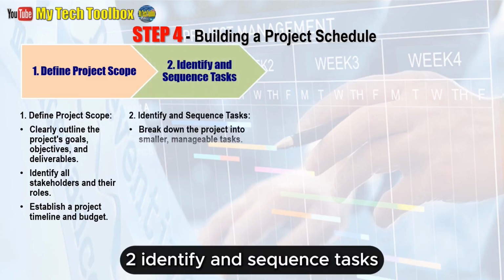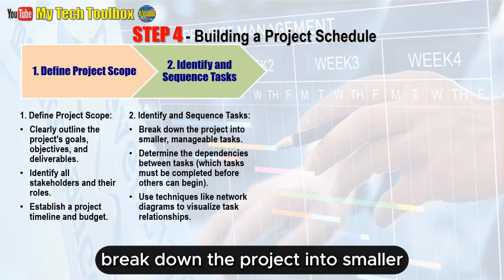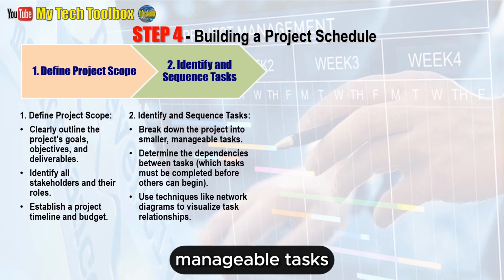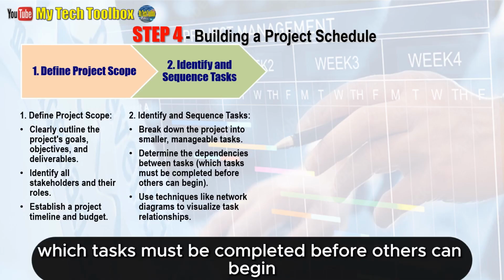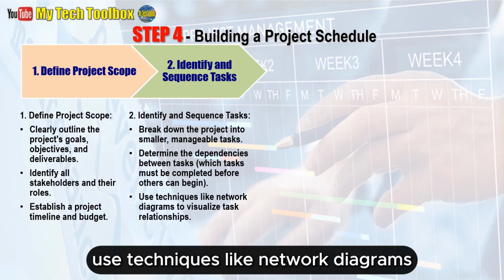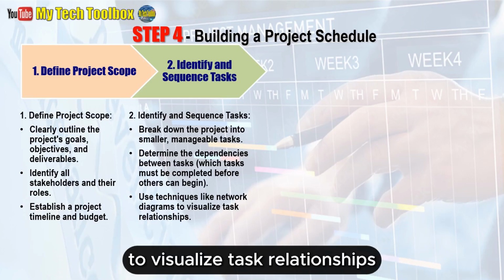2. Identify and sequence tasks. Break down the project into smaller, manageable tasks. Determine the dependencies between tasks, which tasks must be completed before others can begin. Use techniques like network diagrams to visualize task relationships.